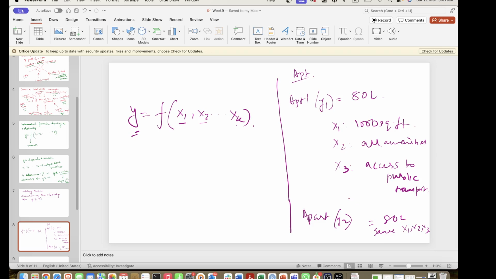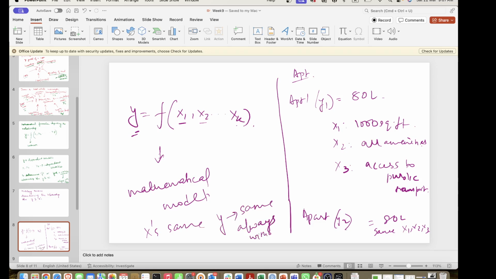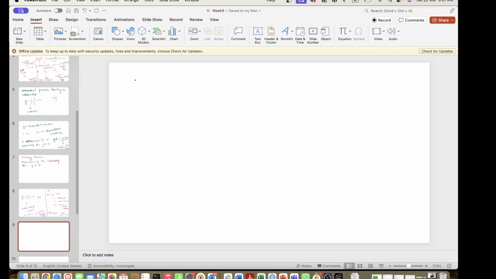Now if I have a situation such that if all x1 x2 x3 remain same, I would land up with a same apartment price, then I would have something like this, which is actually a mathematical model, which means x is same, y will also be same always, without fail. So this is a mathematical model, like the equations that we use in physics.